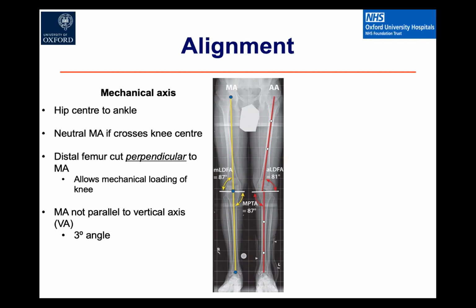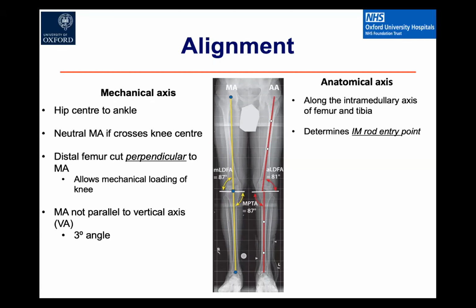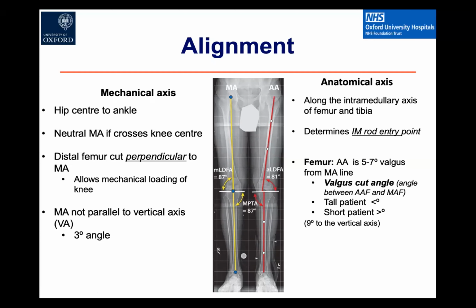And the vertical axis is a line from the symphysis pubis, you can see here, all the way down to the ground. The anatomical axis is much more simple. Again, it's along the intramedullary axis of the femur and the tibia, the red line you can see here, and it essentially determines the IM rod entry point. And when people talk about the femoral valgus cut angle, essentially the anatomical axis is 5 to 7 degrees valgus from the mechanical axis.